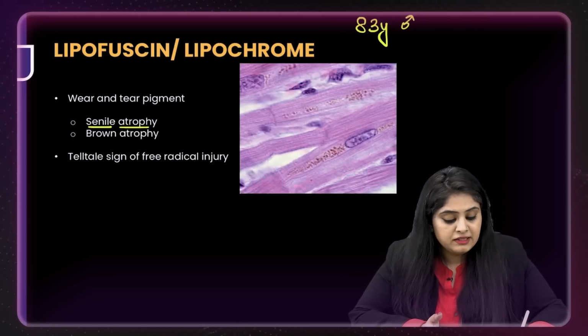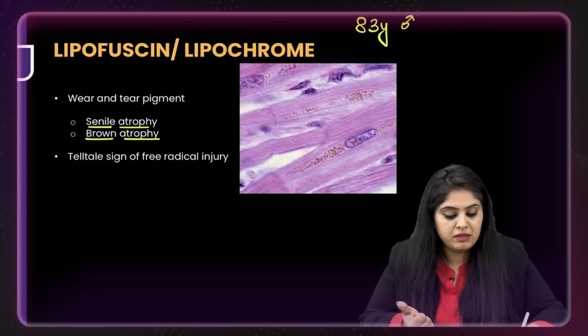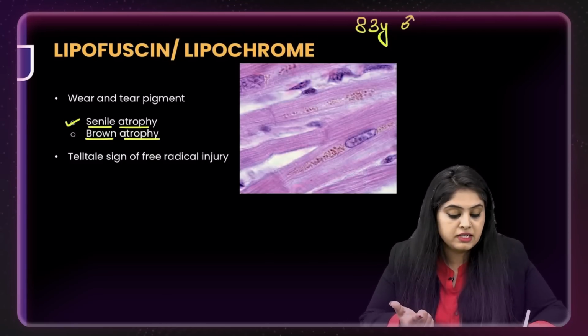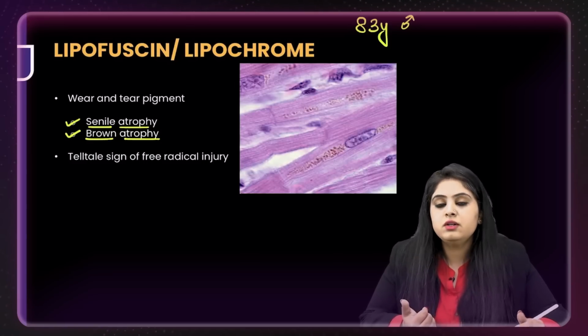But they will say there is a brown color pigment that is seen. So firstly, this is an old age pigment, so I call it senile atrophy. Second, it is a brown color pigment, so I call it brown atrophy. Why is it occurring in old age?